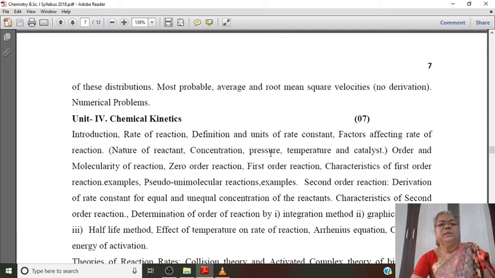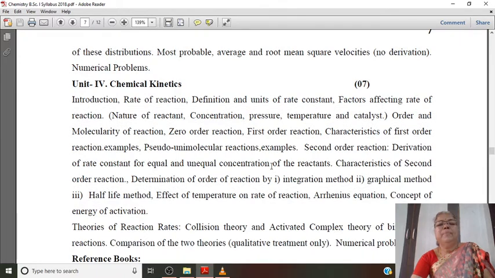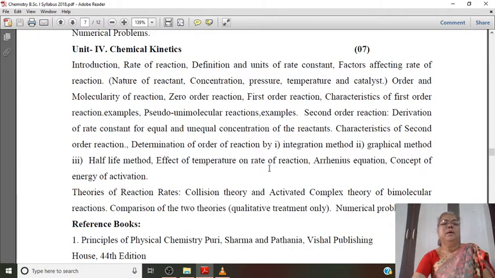Then the next unit for your paper number 3 is chemical kinetics. This chemical kinetics consists of the subpoints: what is the rate of reaction, definition and units of rate constant, factors affecting rate of reaction, and those factors are nature of reactant, concentration, pressure, temperature, and catalyst.